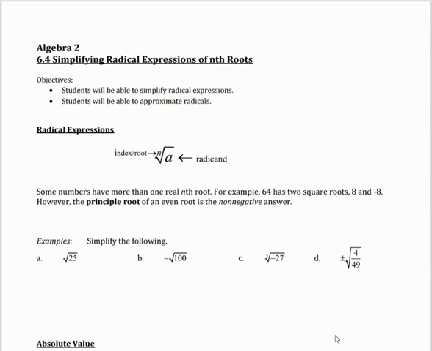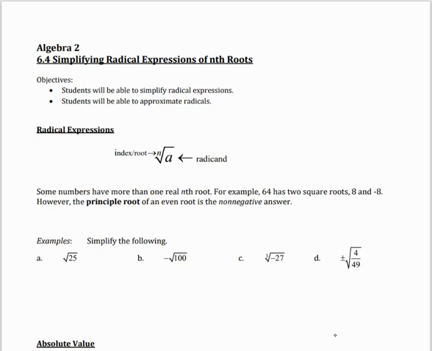Section 6.4 is on simplifying radical expressions of nth roots. So in Algebra 1, you simplified square roots. Maybe you took a look at cube roots. Today we're going to review simplifying square roots, but also looking at higher order roots.